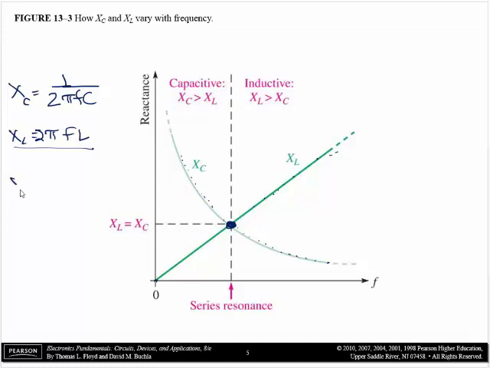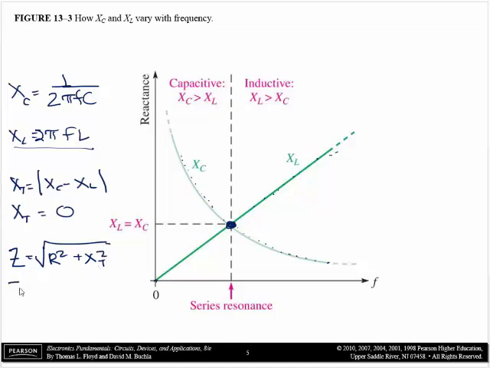For one thing, X total equals the absolute value of XC minus XL. But XC and XL are the same at resonance, so X total must be 0. And what would the impedance be then of a series RLC circuit? Well, reactance is 0, so at that point the impedance of the circuit is purely the resistance of the circuit. The XL and the XC cancel out, and we have a purely resistive circuit at the series resonant point.